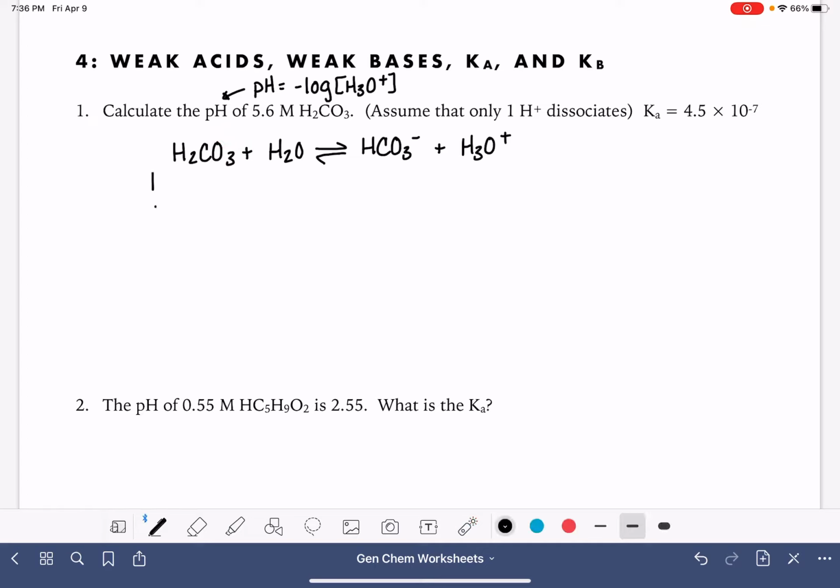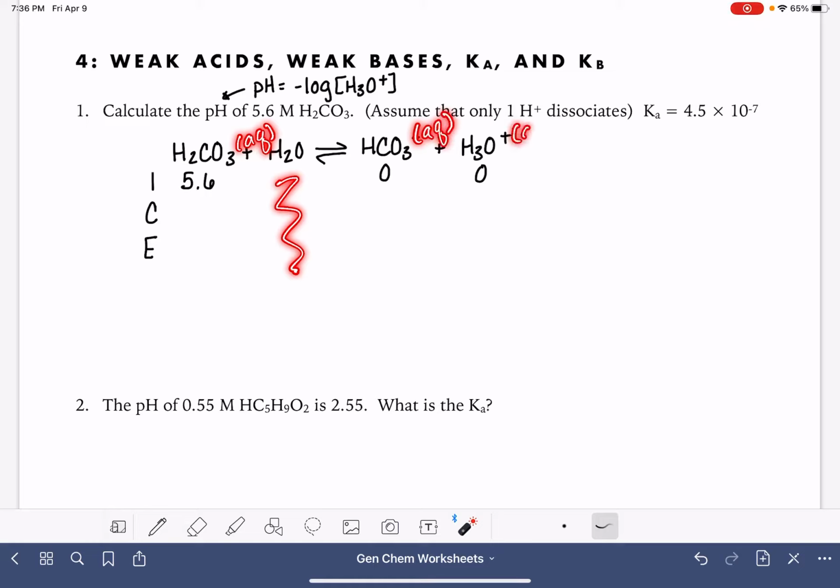With this balanced equation, I'm going to make an ICE table. The initial concentration of our carbonic acid is 5.6 molar, and initially, before anything happens, we don't have any products at all. I'm not going to be filling anything in underneath water. Water in this equation is a pure liquid, and therefore it isn't going to be included in any of our equilibrium calculations. I'm not adding it, just to save space, and the other 3 substances on here are all aqueous.